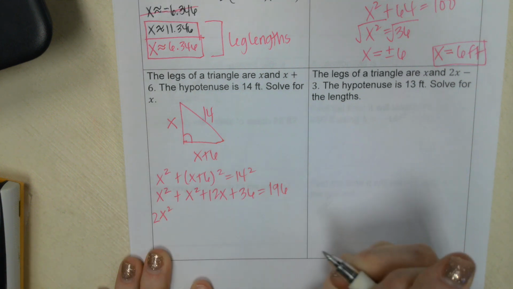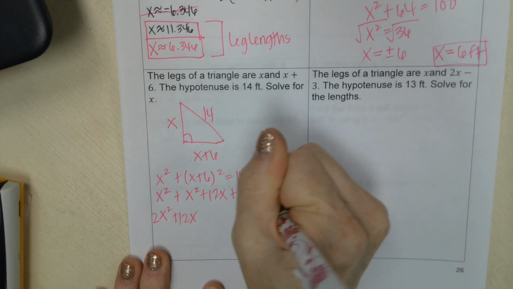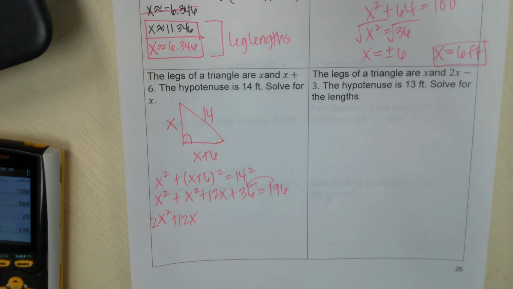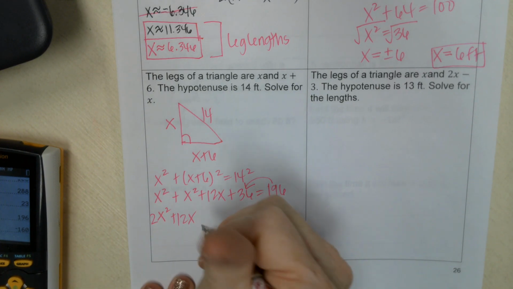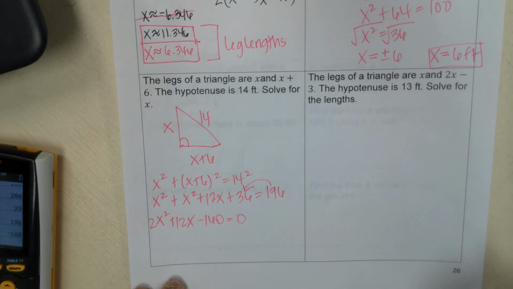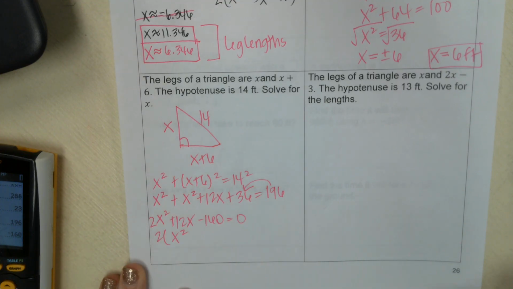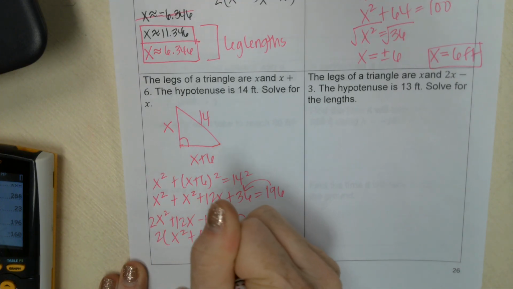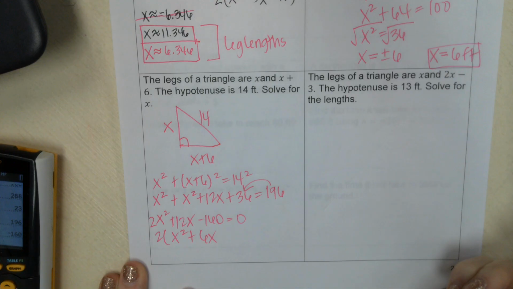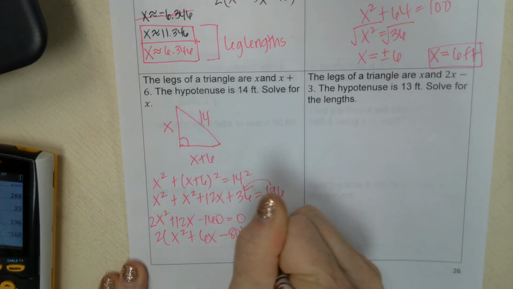Right here I've got 2x squared plus 12x. And I'm going to go ahead and move this 196 over. So I'm going to do 36, take away 196, and I get negative 160. And I'm going to take out a GCF. Right here, if I divide out 2, I get x squared plus 6x and then minus 80.